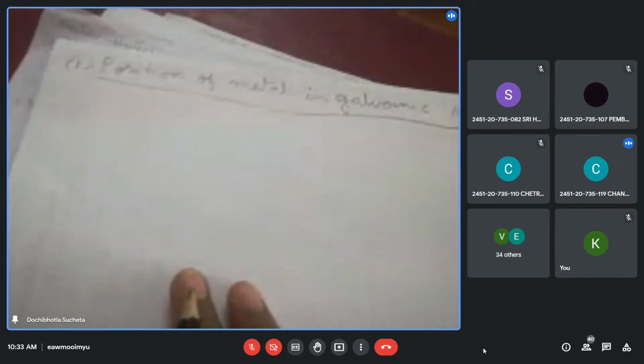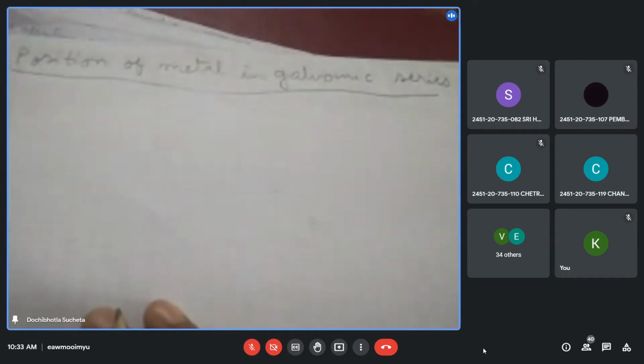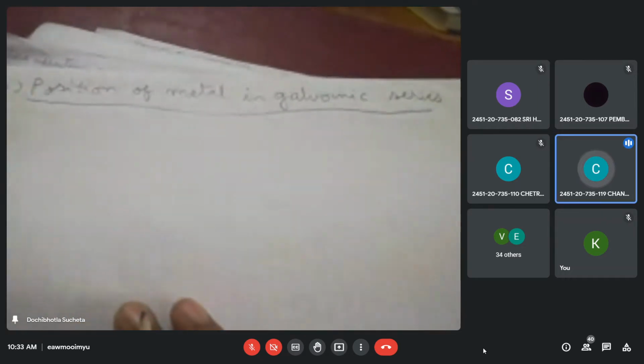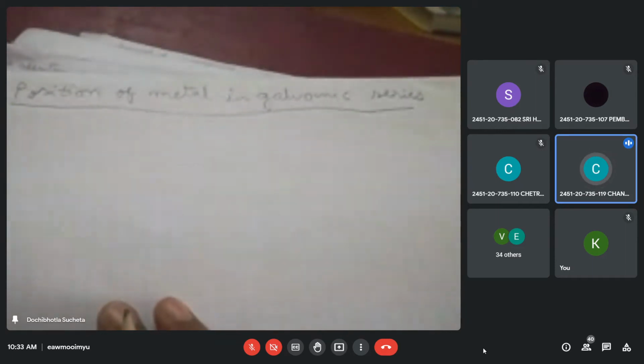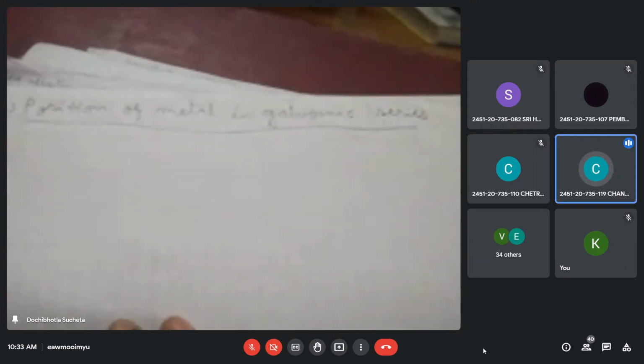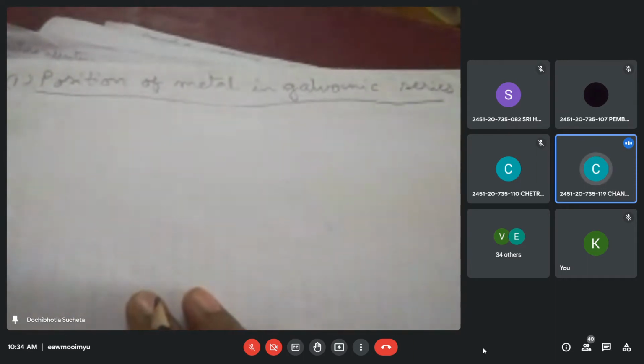When two different metals are combined together, which metal will act as anode and which metal acts as cathode? Metal which has a less SRP value acts as anode, ma'am. Corrosion takes place. Which has more SRP value acts as cathode. There will be no corrosion, ma'am.